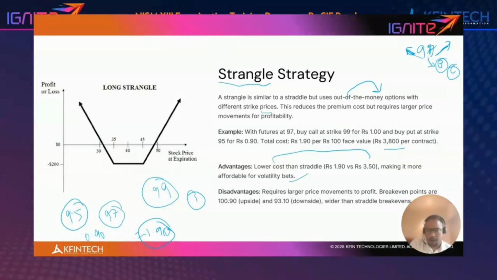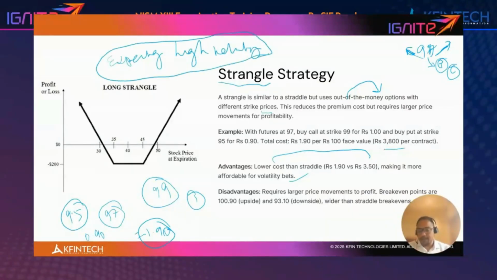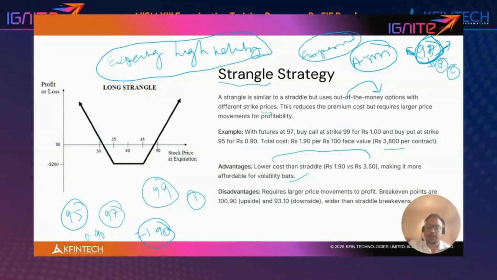So the difference between long straddle and long strangle is basically when you are expecting high volatility, but that was the case in strangle also. In straddle also, you were expecting high volatility, but the difference is in straddle, you were buying the call option on the at the money options. At the money options will be expensive because it is closer to the strike price. Here you are slightly out of the money. You're buying out of the money options and out of the money options will be cheaper.